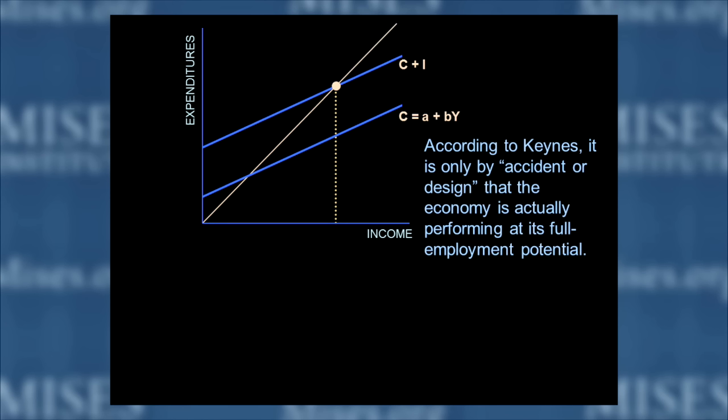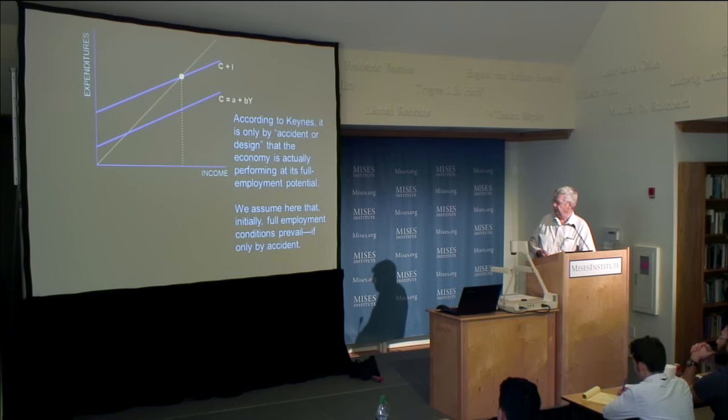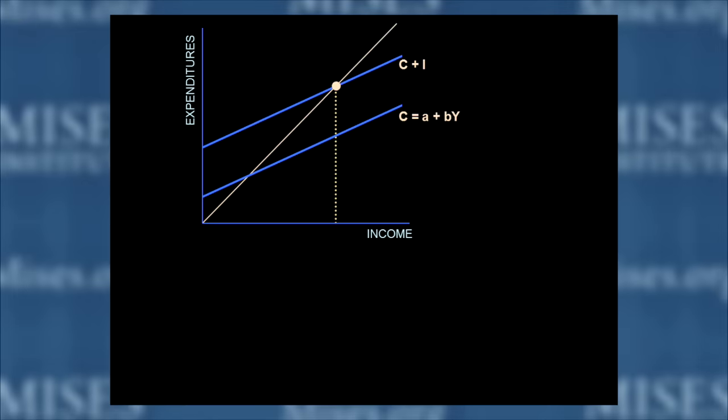According to Keynes, it is only by accident or design that the economy is actually performing at its full employment potential. And I've had students ask me, and very innocently, well, what else is there between accident and design? You know? And actually, the right answer is that it's market mechanisms at work for you and for me. So in other words, he rules out the possibility that there are mechanisms in the economy, changing prices, changing interest rates, and so on, that could bring the economy into equilibrium. So we assume here initially full employment conditions prevail, if only by accident. And it has to be by accident here because we don't have government spending in the picture. So it's not by design, all right?